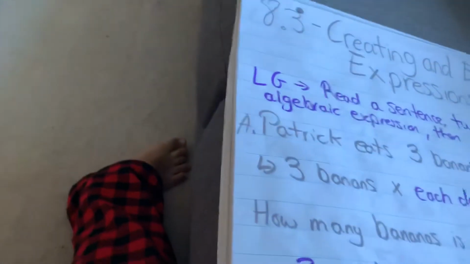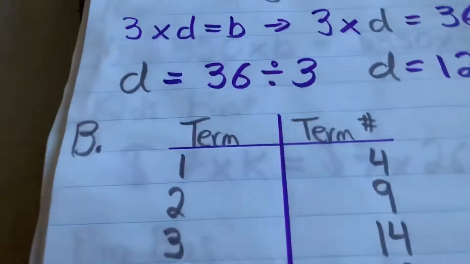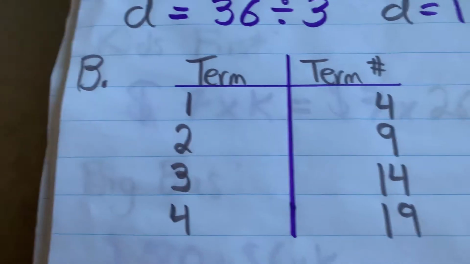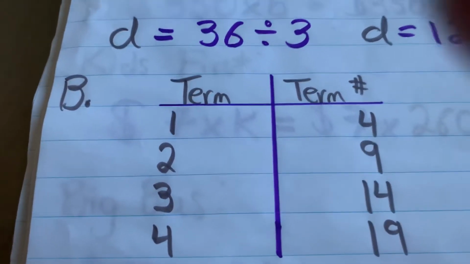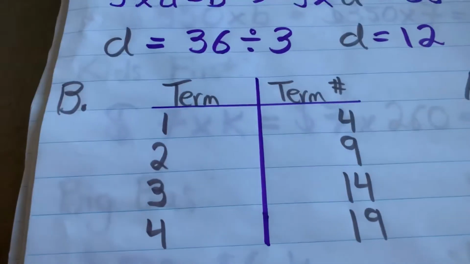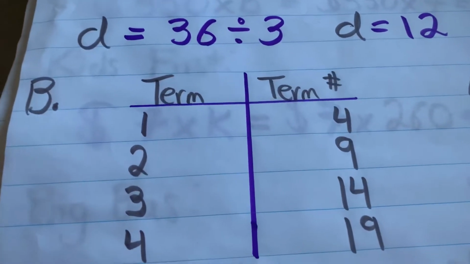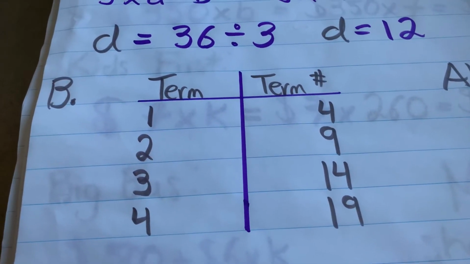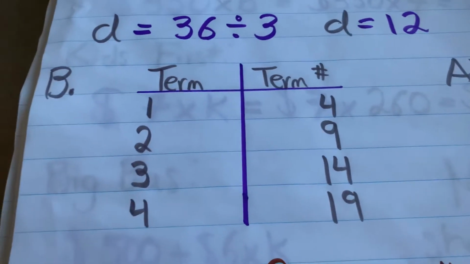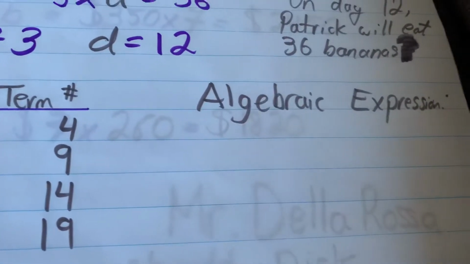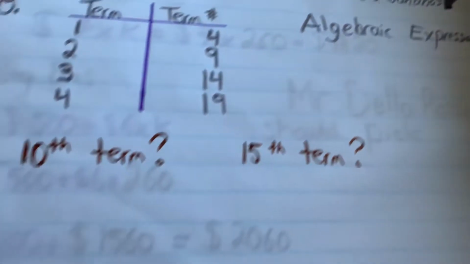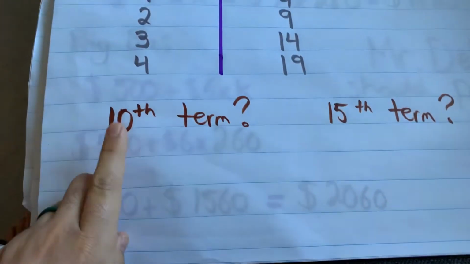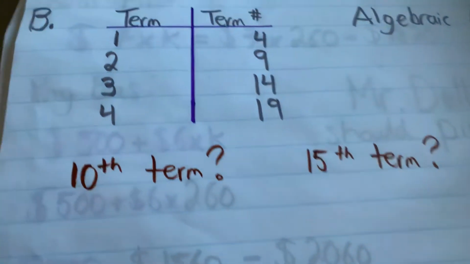Now, what if we have a chart? All right? Something like this. Here is my chart, and I need to find out what the algebraic expression is. So my first term is 4, my second term is 9, my third term is 14, and my fourth term is 19. I need to come up with my algebraic expression, because once I have my algebraic expression, I can solve for the 10th term, and I can solve for the 15th term.